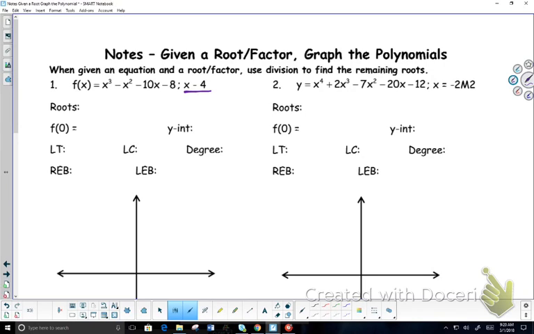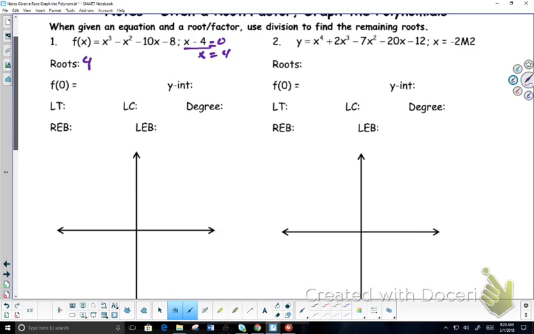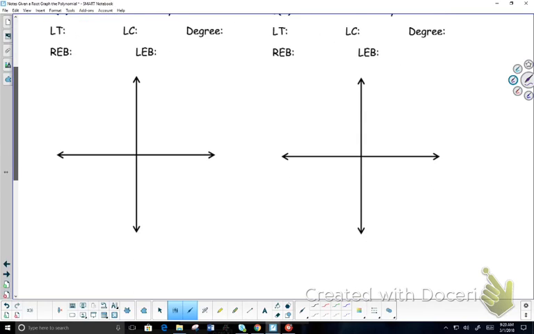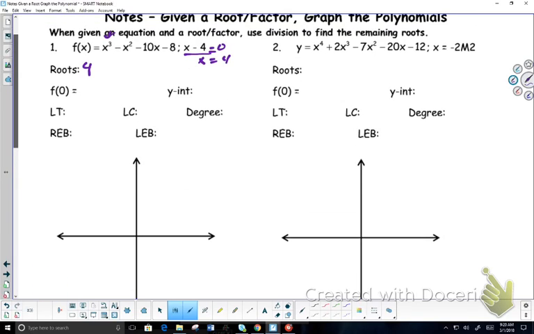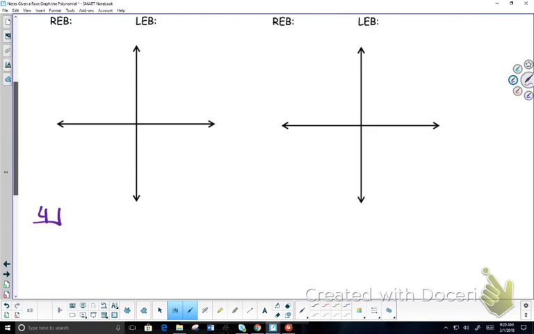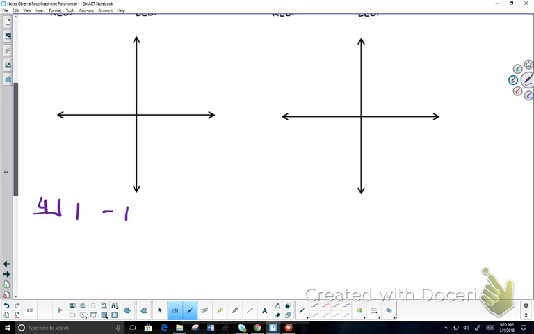Since I've given you a factor, you can take that factor, set it equal to 0, and you have x equals 4. In other words, I've given you a root now. We're going to take that root, and we're going to use synthetic division to get it down to, it's currently a cubic, we're going to turn it into a quadratic. So to do that, I'm going to divide by what my root is, and then my numbers would be 1, negative 1, negative 10, negative 8.